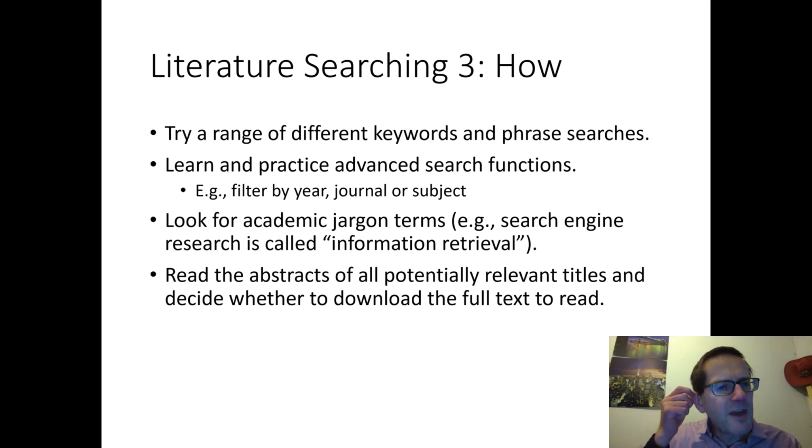And then once you've done that, you can read the abstracts of potentially relevant titles. So you read the titles first to check whether you think the title is relevant. Then you read the abstract to make a second decision to see if you think the paper is probably relevant. And then you can download to read the full text.